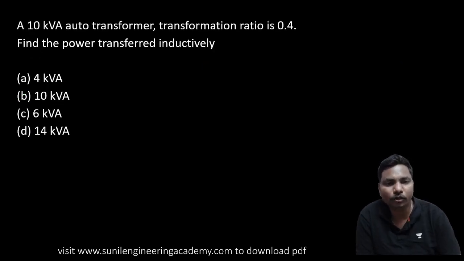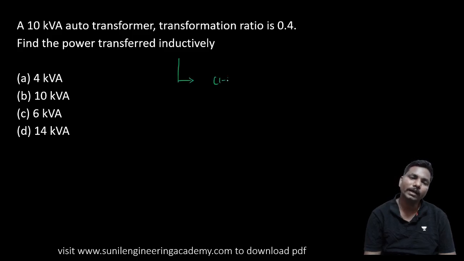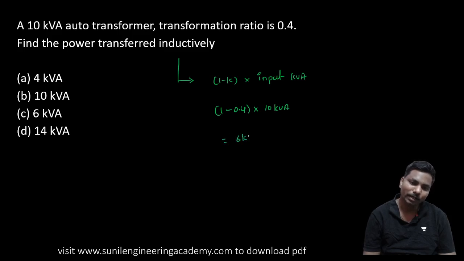A 10 kVA auto transformer, the transformation ratio is 0.4. Find the power transferred inductively. Inductively is nothing but 1 minus K times the input kVA, correct? Transformation ratio is given as 0.4, input is 10 kVA, so 0.6 into 10, that is 6 kVA. So the answer is option C, 6 kVA.